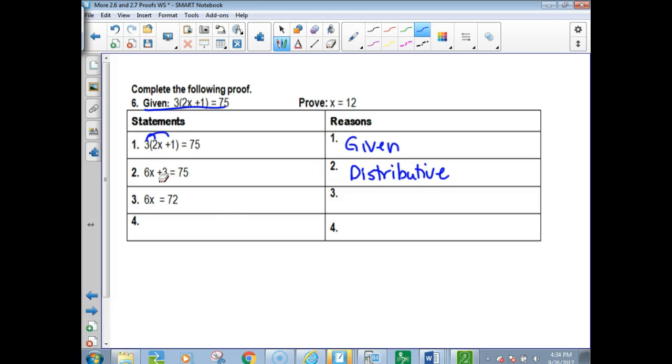And then we would subtract 3 from both sides. And if you want to write these little steps underneath here, like some of us still do when we solve, that's fine. But the result is that 6 times x is equal to 72. And then finally, what you would be doing is dividing by 6 and getting x is 12, and that's by the division property of equality. What you do unto one side, you must do unto the other.